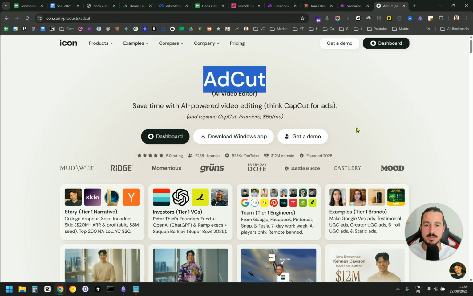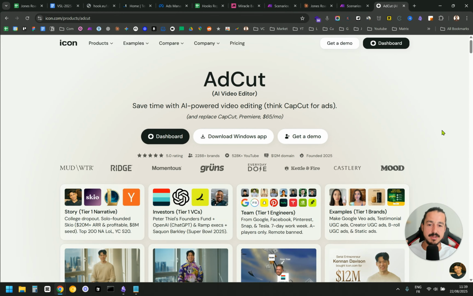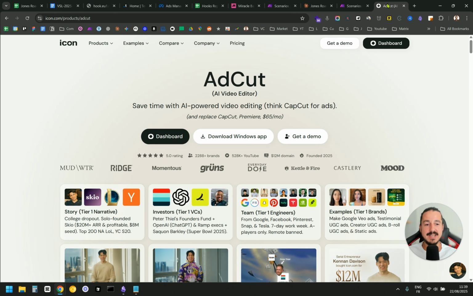I'll put the link in the description, but basically it allows to import all your B-rolls and just start with a script. So you just take your script that was written for you, put it into this tool, and then it will segment it in different pieces, different sentences, and for each of them, it will find the B-roll that you already have that fits the best to the specific piece of the script. So you can have a very fast process.